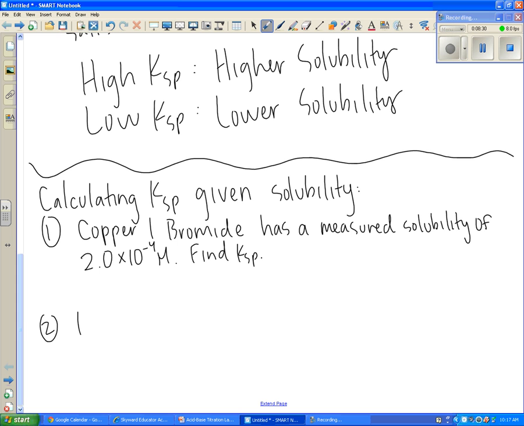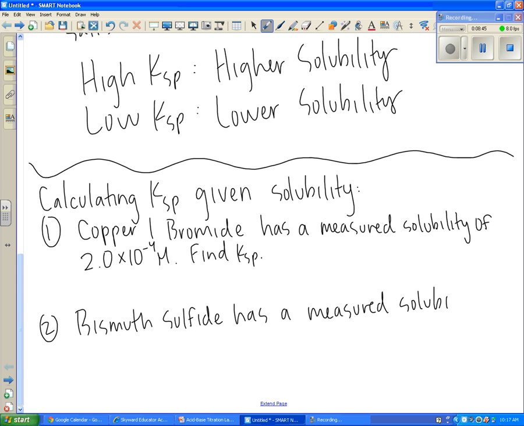And then bismuth sulfide has a measured solubility of 1.0 times 10 to the minus 15th molar. Find Ksp.